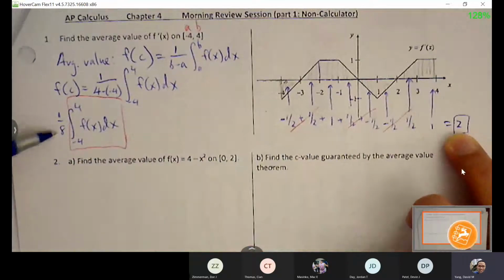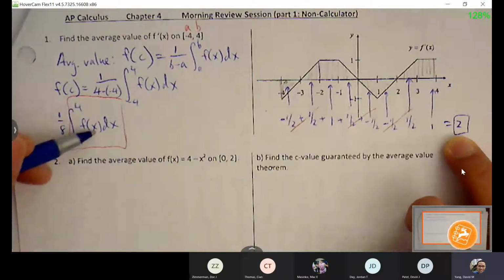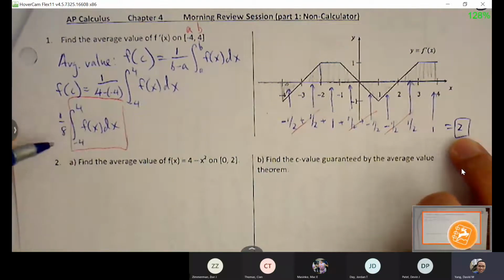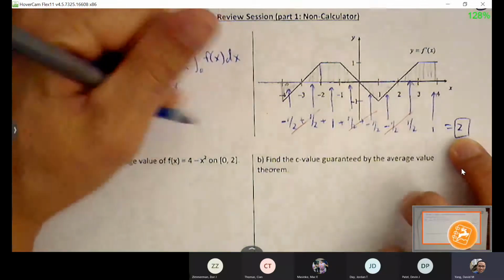So therefore, don't forget about the 1/8 though, right? We know this area portion or the definite integral portion is 2, but we still have to account for the width. So area divided by width equals the height.